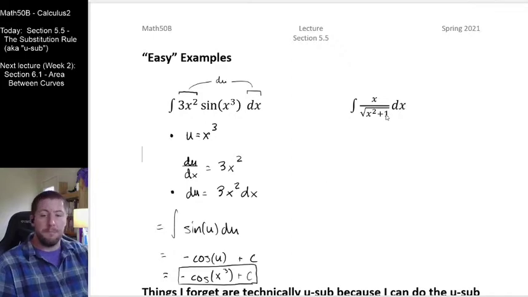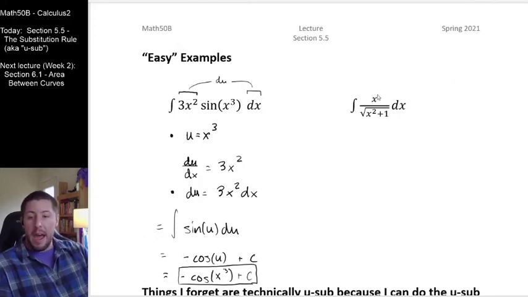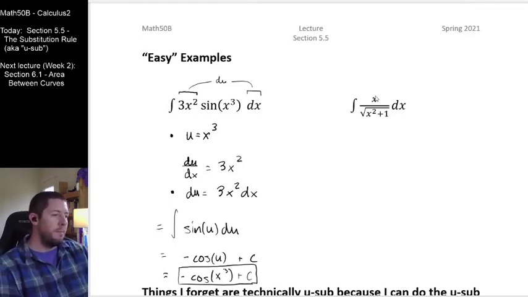The good news for us is that x squared plus 1 has a derivative of 2x, and that seems very, very close to just x like we've got right there. It's going to be off by a factor of 2, but we're going to be able to shuffle around that factor of 2 to be where we want it to be here.